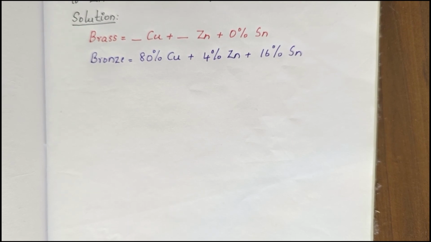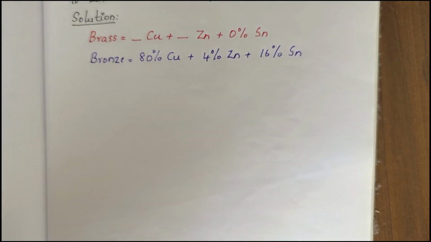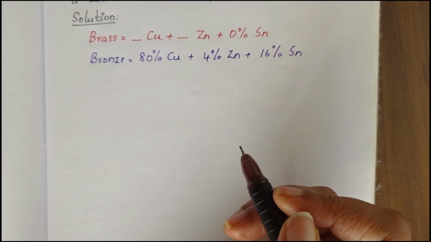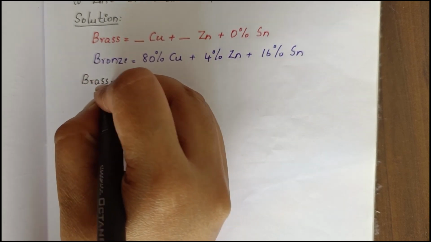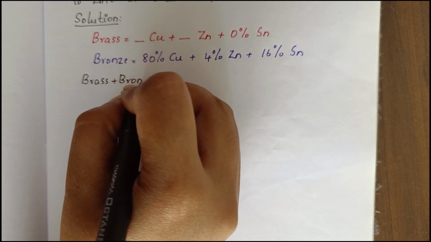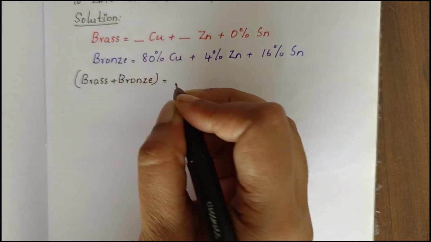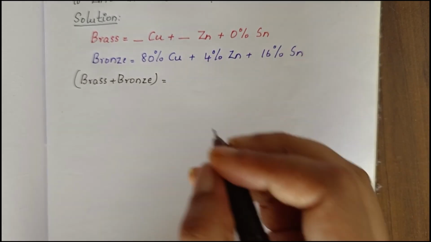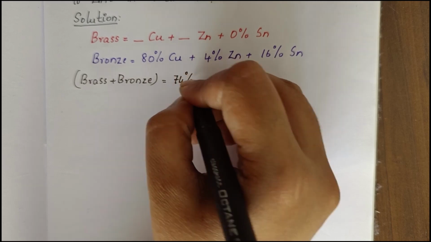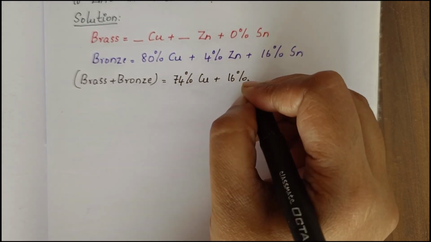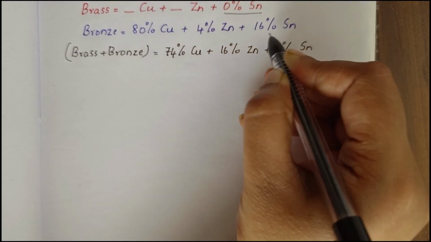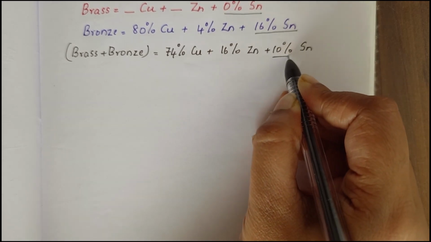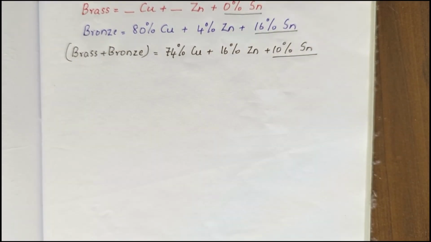brass is equal to some percentage of copper plus some percentage of zinc, plus it does not contain any trace of tin, so we are writing 0% of tin. And bronze contains 80% copper plus 4% zinc plus 16% tin. And the mixture, that is brass plus bronze, is equal to 74% copper plus 16% zinc and 10% tin. So here brass does not contain any amount of tin, only bronze contains tin. But in the mixture it is 10% tin and bronze contains actually 16% of tin.